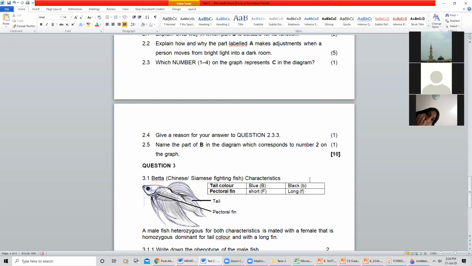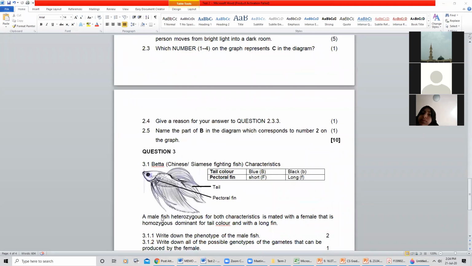If we look at this, they're saying that the tail color can be blue, which is dominant because they put in a capital letter, or black, which is a small letter, meaning it would be recessive. And then the pectoral fin, we probably haven't heard of that before, but they're giving you a diagram. They're showing you the tail has a color, and then the pectoral fin is this fin on the side of the gills. It can either be short or long. Short with a capital F already tells you that's dominant, and long would be small f, which is recessive.